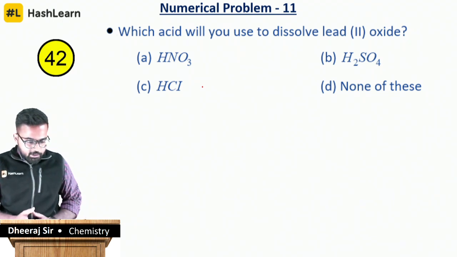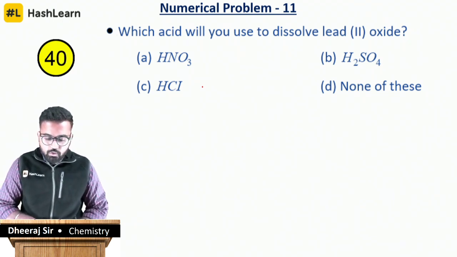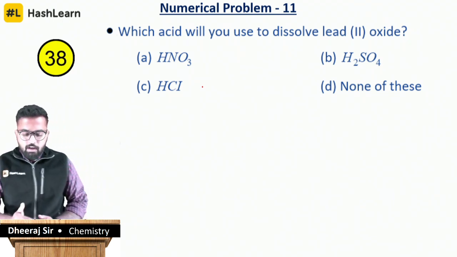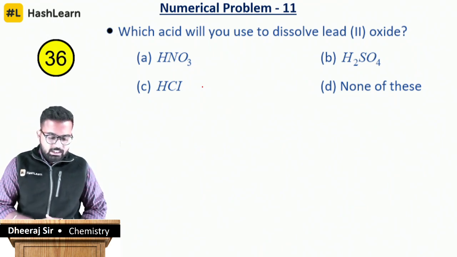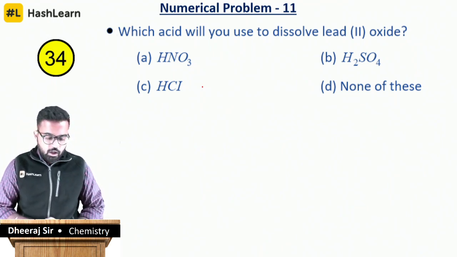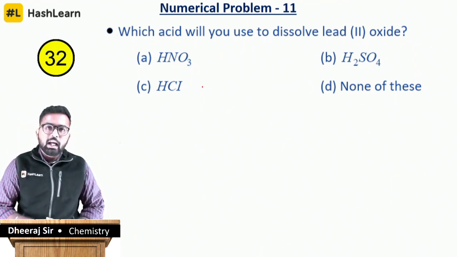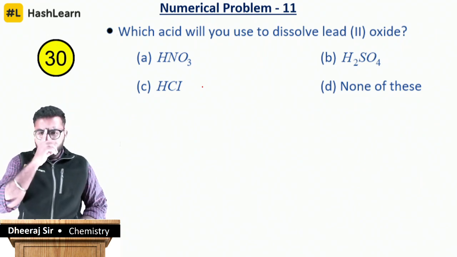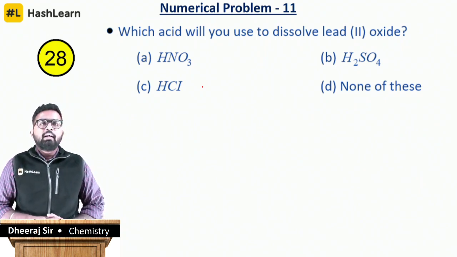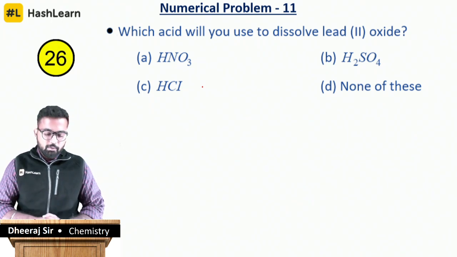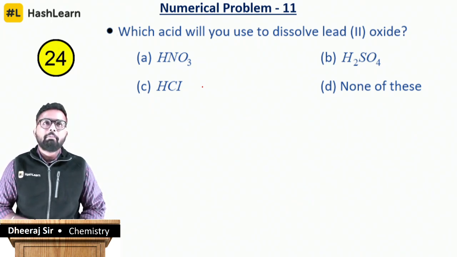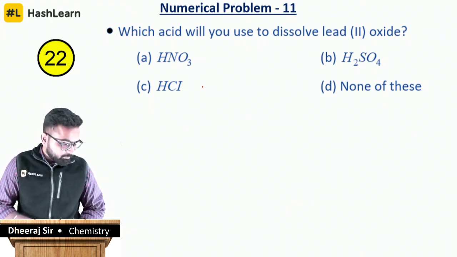This is the 11th question. Which acid will you use to dissolve lead oxide? So I've asked you about lead oxides here. Is it nitric acid, sulfuric acid, HCl, or none of these? With some basic chemistry of these acids, you should be able to answer questions like these. So you don't have to remember the reaction in specific.